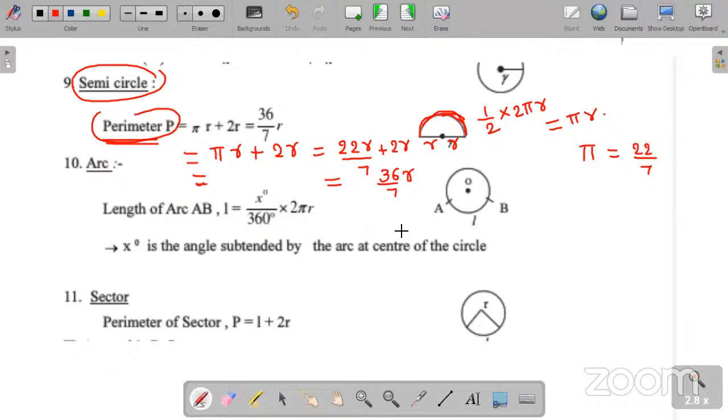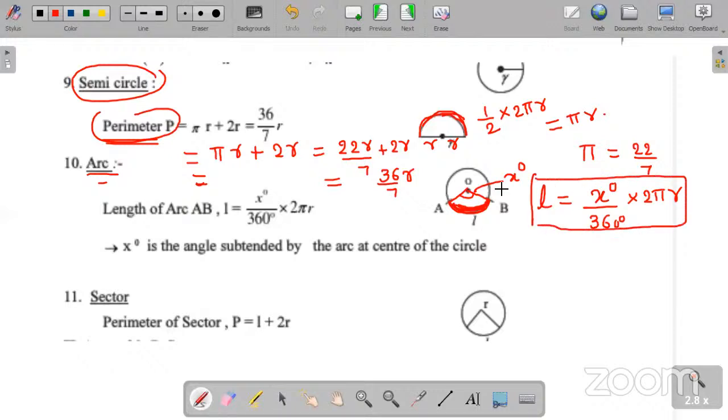Next, arc. What is the length of the arc? Arc means this part. The part of the circumference of a circle is called an arc. The length of the arc we need to find out, say L. Suppose the angle made by the arc at the center is x degrees. Then the length of the arc, the shaded part, L is equal to x degrees by 360 degrees into 2 pi r. With the help of this formula, we can find the length of the arc, where x degrees is the angle subtended by the arc at the center of the circle.